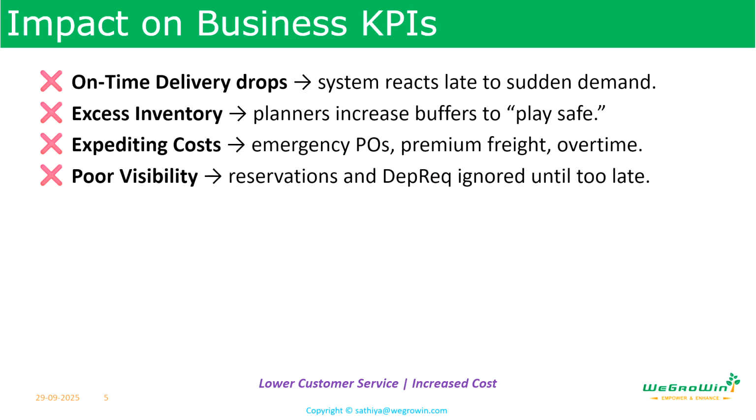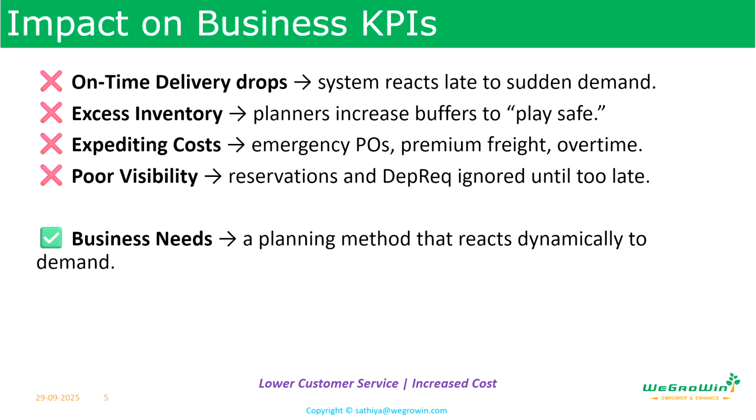When static reorder point planning with MRP type VB is used, business KPIs take a hit. Deliveries slip because the system does not react in time. To avoid shortages, planners keep more inventory, but that locks working capital. Emergency expediting becomes routine, costing extra. And since dependent requirements or reservations are ignored, visibility is poor. What the business really needs is a planning method that reacts dynamically, and that is where MRP type V1 comes in.